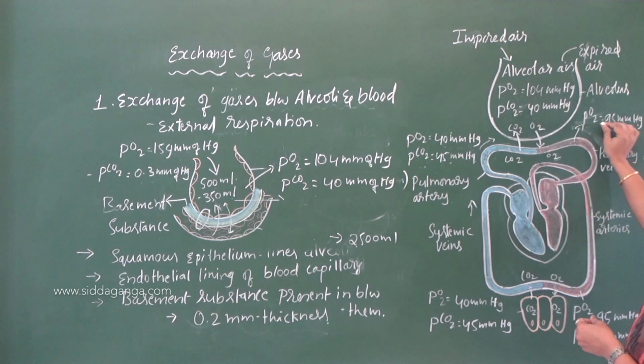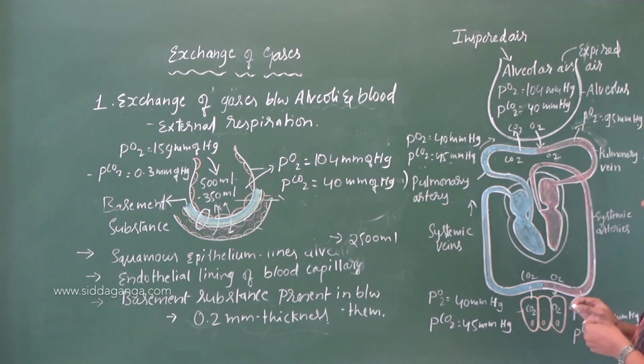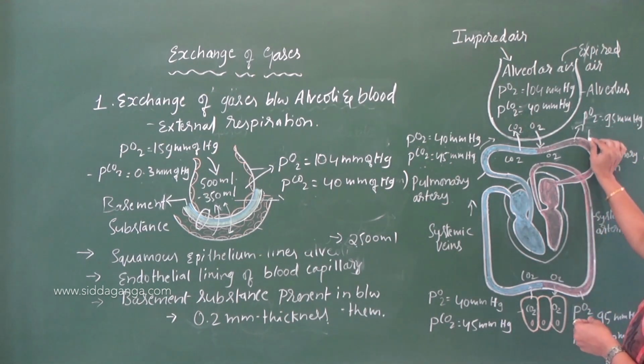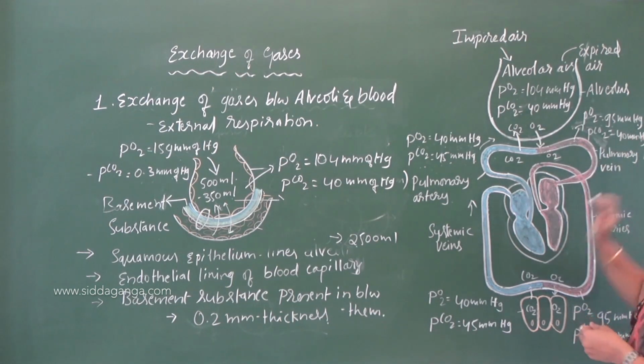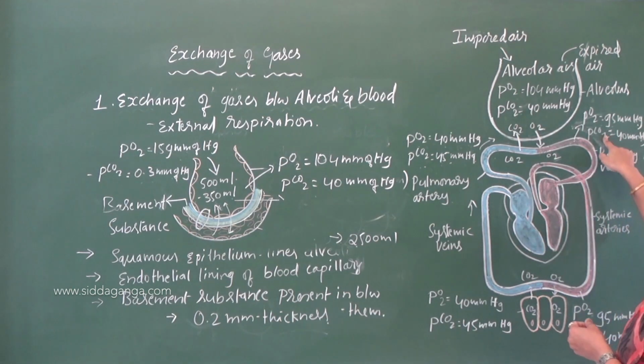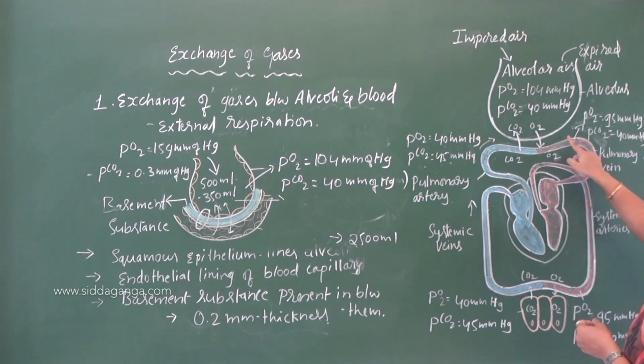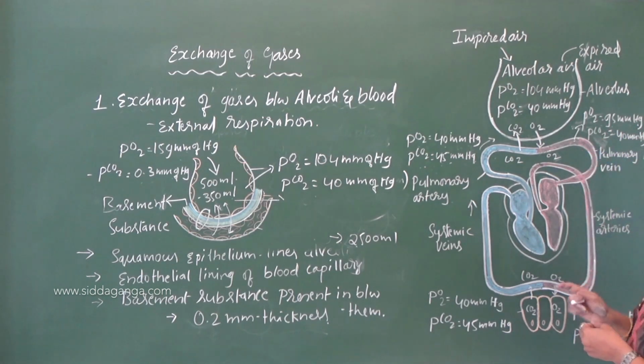So here the partial pressure of oxygen increases to 95 millimeters of mercury and the partial pressure of carbon dioxide decreases to 40 millimeters of mercury. So what is the partial pressure of oxygen in the oxygenated blood? 95 millimeters of mercury. And what is the partial pressure of carbon dioxide in the oxygenated blood? It is 40 millimeters of mercury.